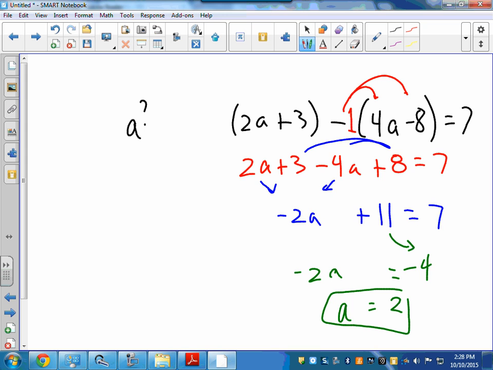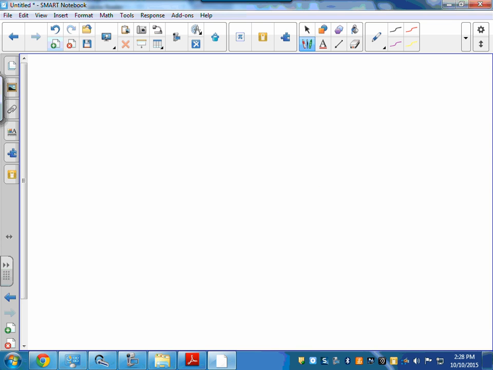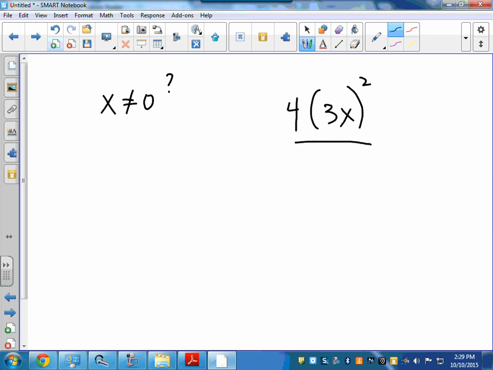Number 16. Number 16, it says x is not equal to 0. I'm wondering why they say that. You've got to figure out what 4 times 3x quantity squared over 2x quantity squared equals. Okay, so we're not solving an equation as much as just evaluating. This is pretty interesting. You can do this 2 ways. You can do the algebra.